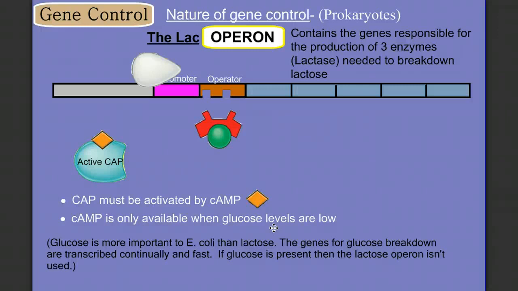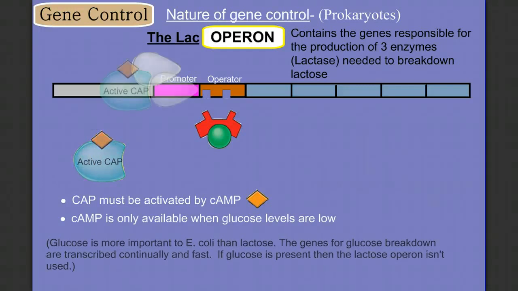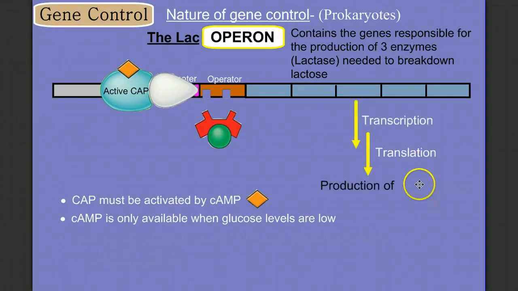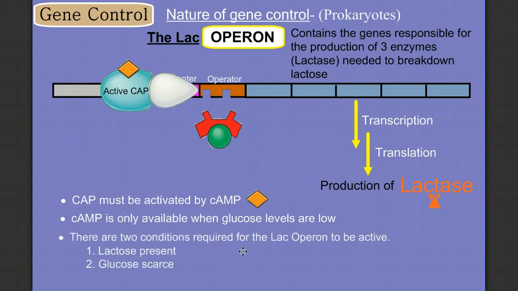But when glucose levels are low, cAMP levels will rise, and when they rise, they'll activate CAP. And let's watch what happens. This activated CAP will help RNA polymerase bind to the promoter. And now we can transcribe and translate these genes to produce lactase. So we have two conditions required for the lac operon to be active. We need lactose present to remove the repressor from the operator, and we need glucose scarce so that cAMP levels are high enough to activate CAP, and CAP helps RNA polymerase bind to the promoter.